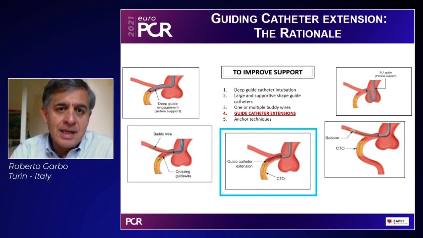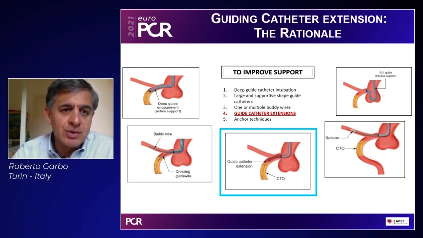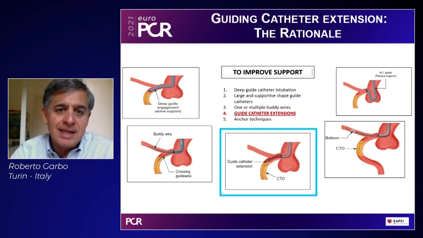I think that they are one of the best tools we have had in the past years for complex PCI treatment and chronic total occlusion. We know how important guide extensions are to improve the support for our complex procedures. We have many techniques that are able to help us increase our support: buddy wire, anchoring balloon, passive support from an unplugged left guiding catheter, but guide extensions are really, really useful in many situations.